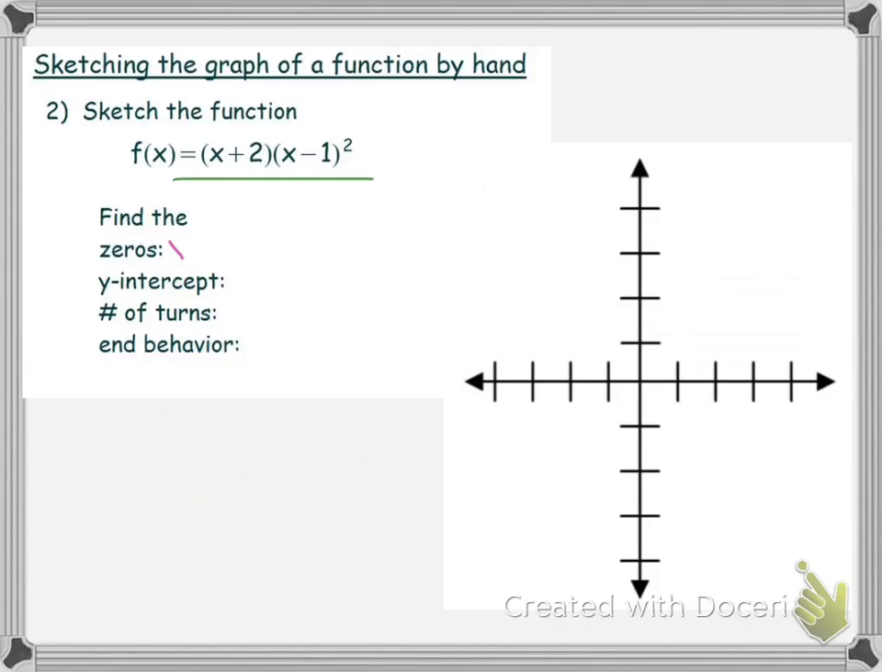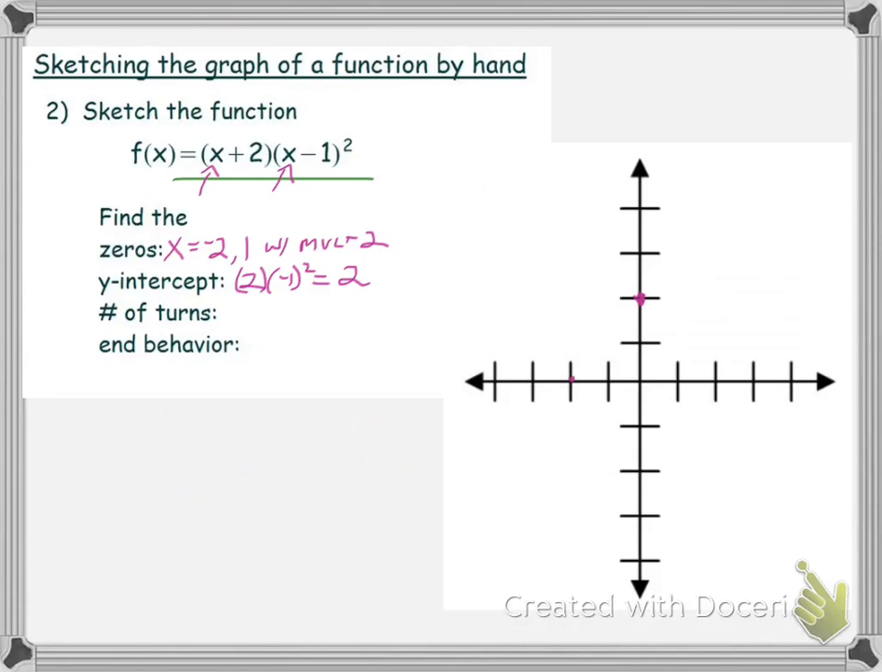And I know I have zeros of x equals -2, and +1 with the multiplicity of 2. The y-intercept will be helpful, and to find the y-intercept I plug 0 in for the x's, and so I have 0 plus 2 is 2, 0 minus 1 is -1, -1 squared is 1, times 2 is 2. So my y-intercept is 2. I'm going to put that on there.